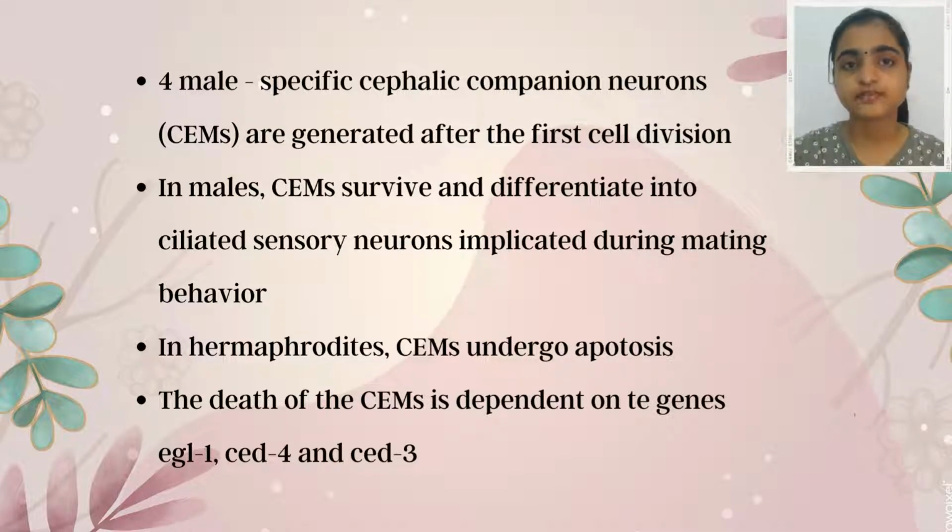approximately 470 minutes after the first cell division. So as in the case for most of the cells that are programmed to die during development, the death of the CEMs is dependent on the genes EGL1, CED4 and also CED3.